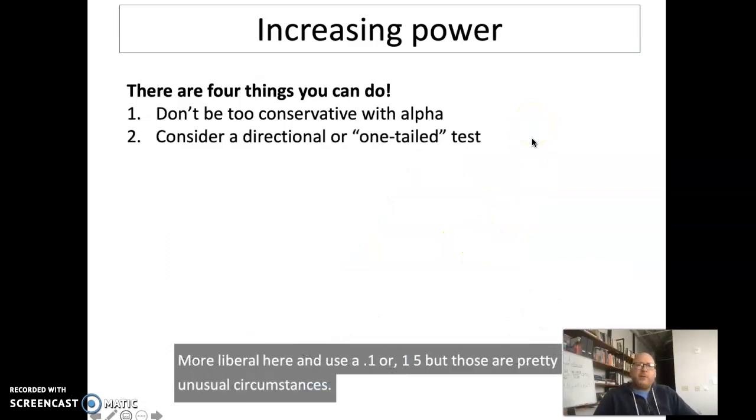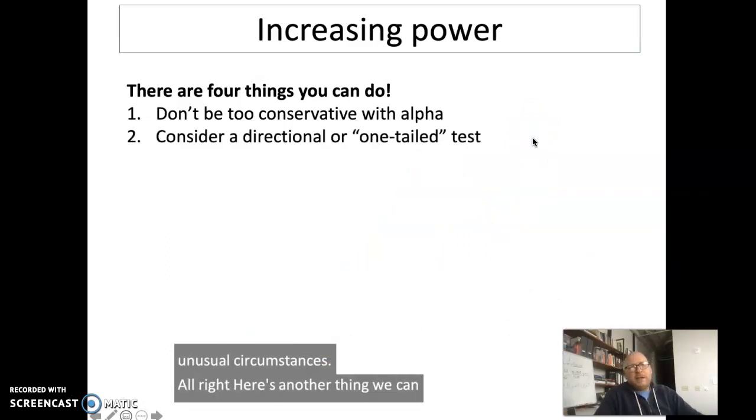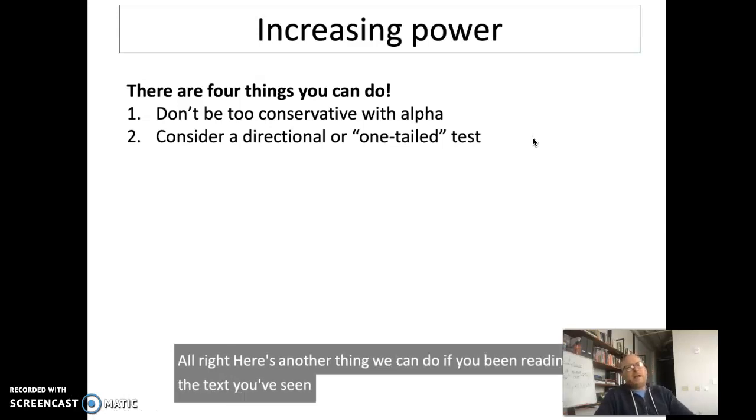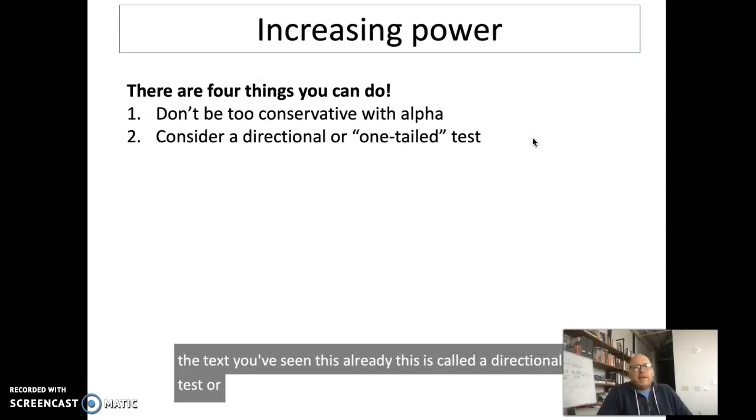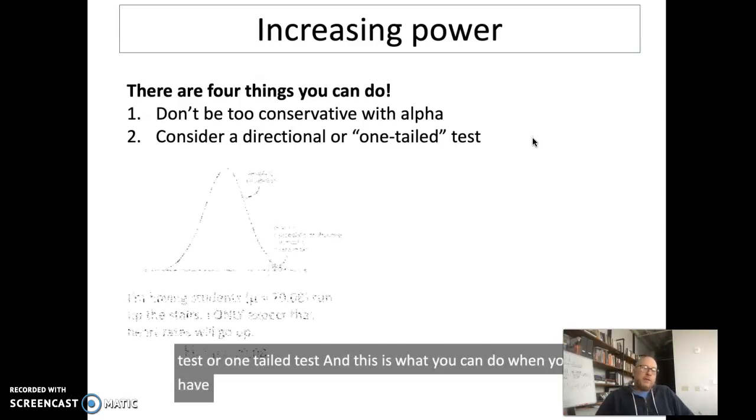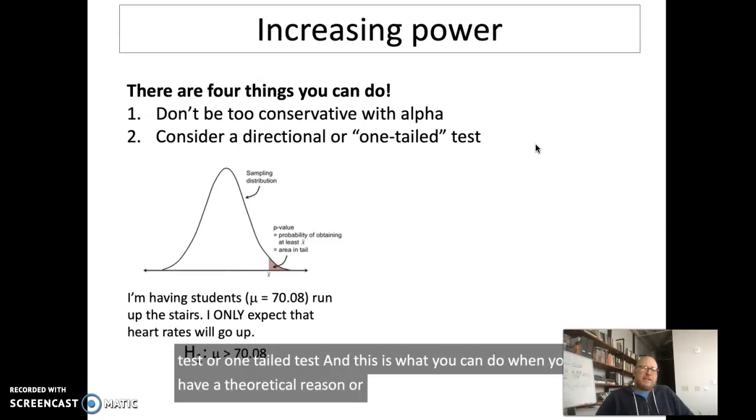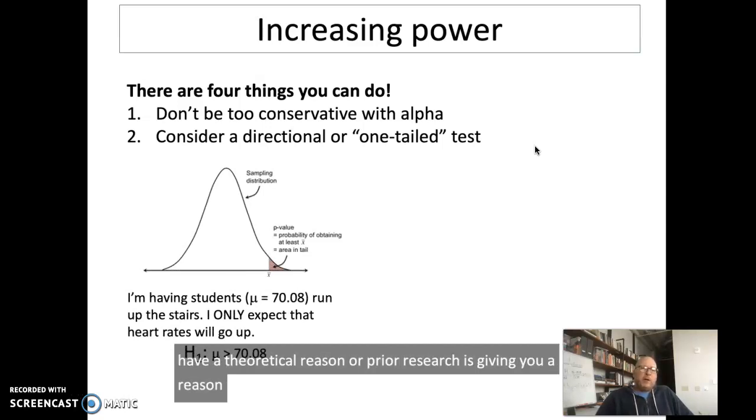All right, here's another thing we can do. If you've been reading the text, you've seen this already. This is called a directional test or one-tailed test. And this is what you can do when you have a theoretical reason or prior research has given you a reason to expect the mean to go in one direction and not the other.